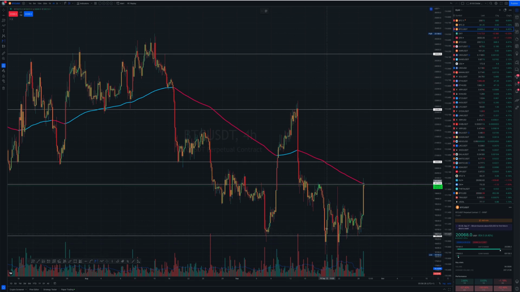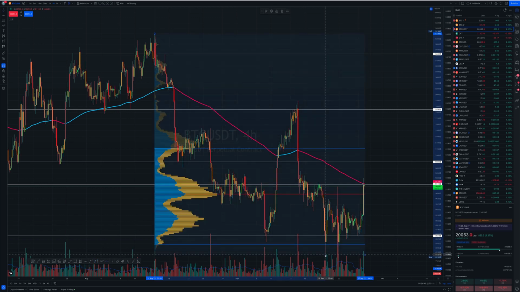And I'm just going to go from the top here. This is a 4 hour. In fact, I'll go from here, 25,000 being this local top, down to this local bottom at 18.1, and you'll see it's drawn this volume profile.